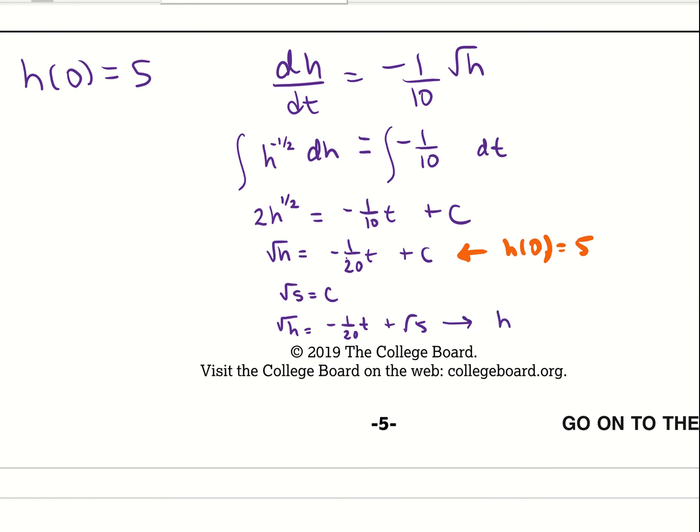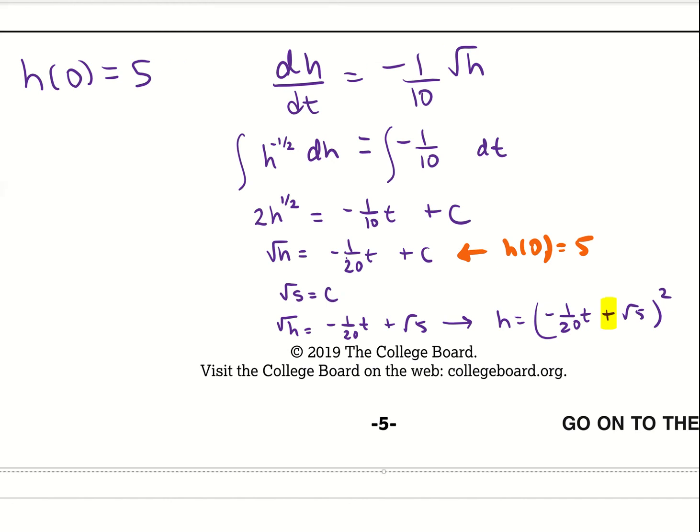I'm going to square both sides. Do not simplify this. You'll probably simplify it wrong. Many students do. You cannot distribute that power because of the addition here. Addition and subtraction, you can't distribute that power. You'd have to expand this out, like think of FOIL or something like that. So my answer here for h is (-1/20 t plus root 5) quantity squared.